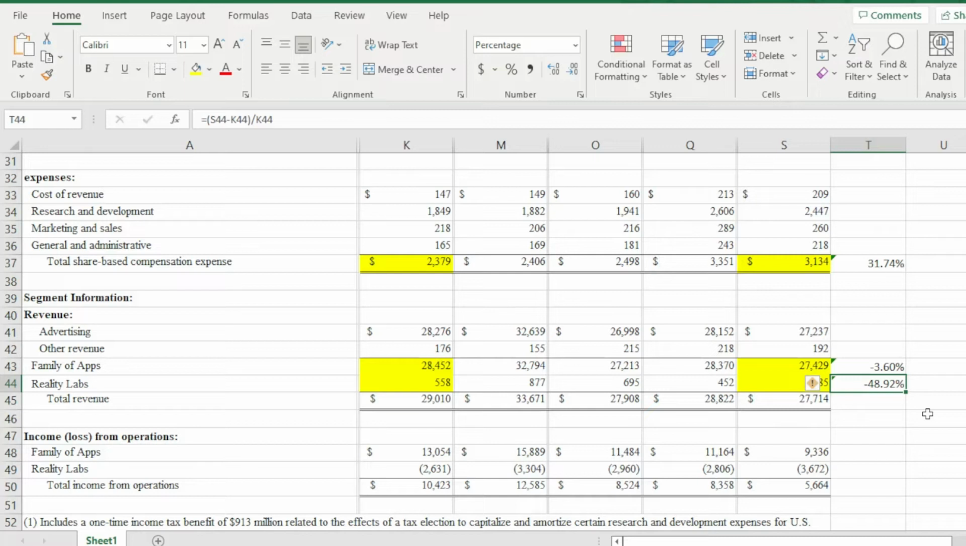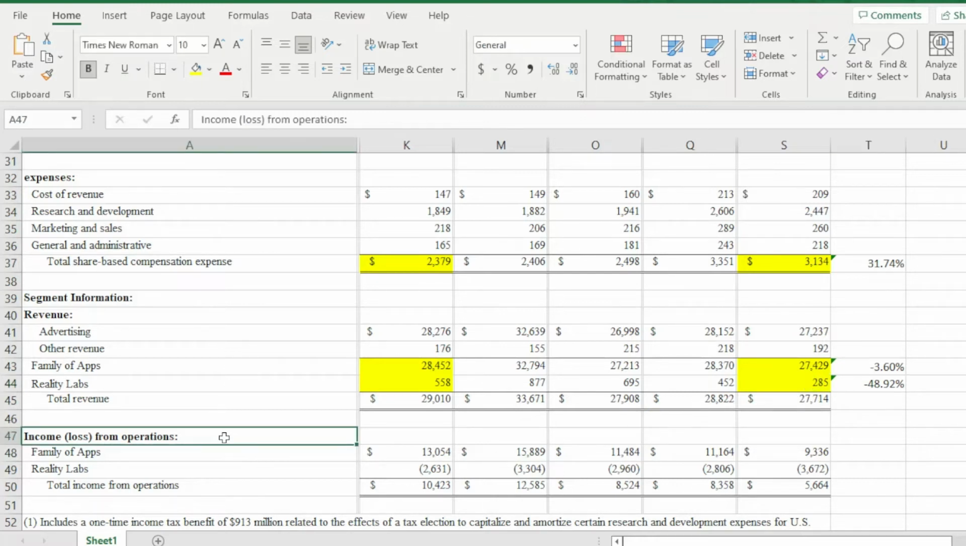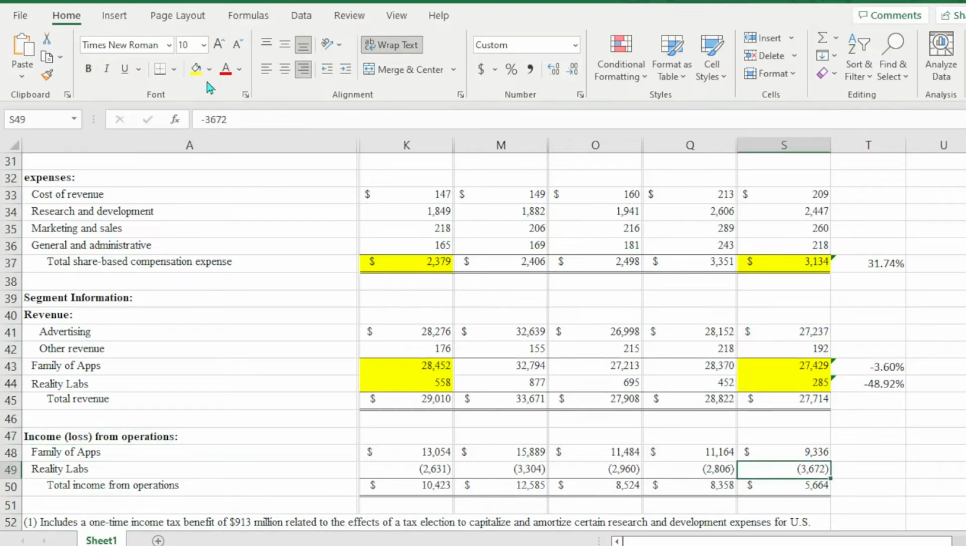Investors would actually prefer Facebook to just completely cut the segment out so that our shares can go up. Because right now, Reality Labs is acting as a massive, massive anchor to our earnings potential in Meta. And I'm going to show you that next. So here we have income slash loss from operations. Oh boy, now here's the kicker. I mean, this is what we're looking at.